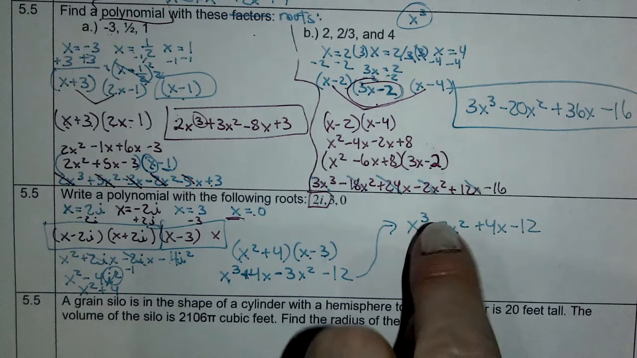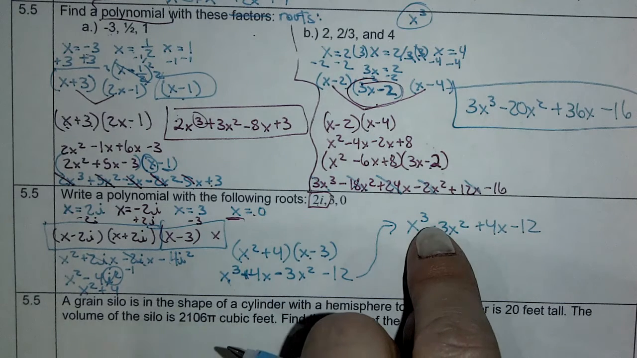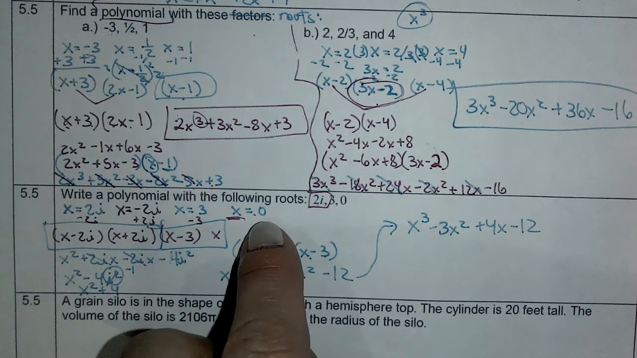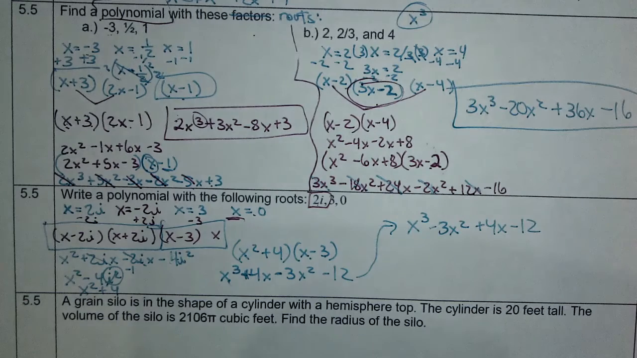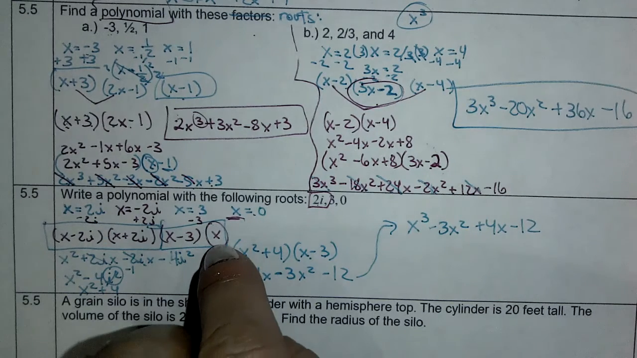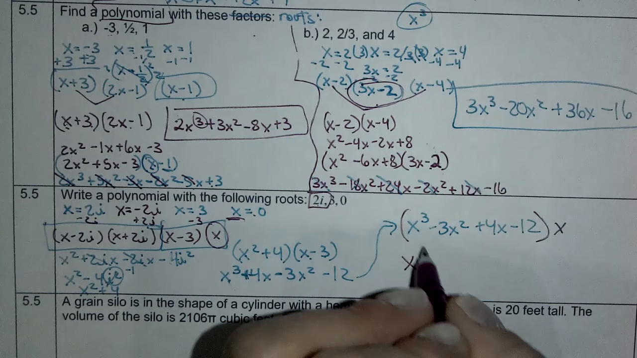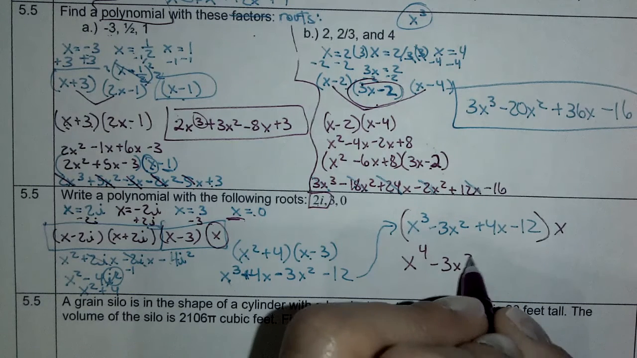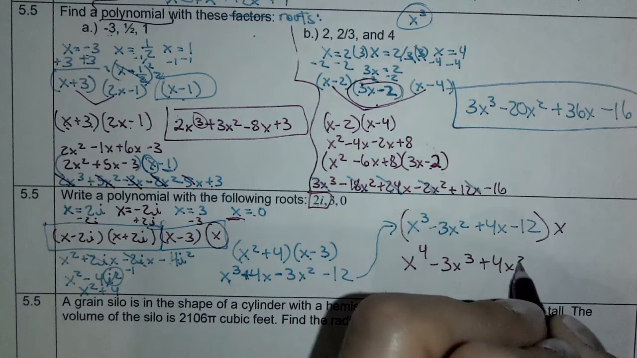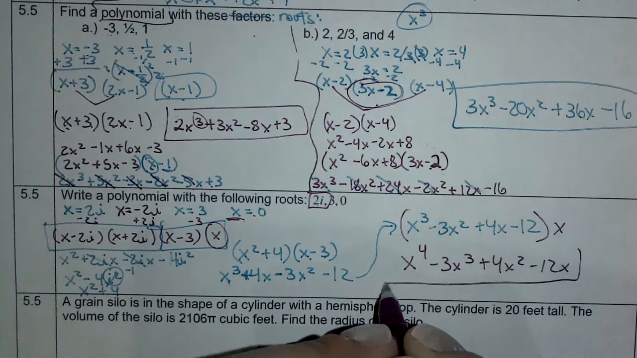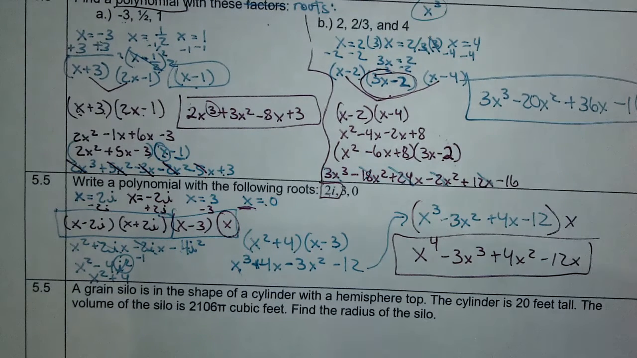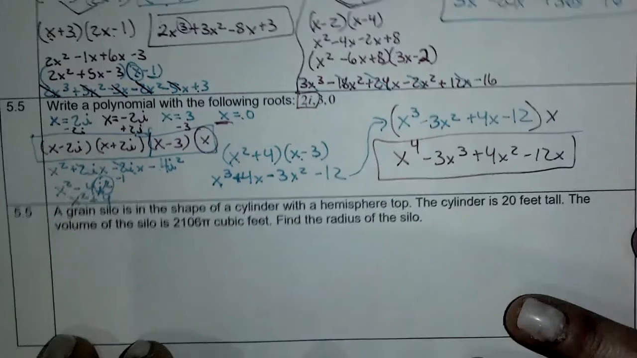Now you notice here's a 3 and we had 4 roots. So we haven't done something yet. Oh, look, we haven't multiplied by x yet. So the whole thing needs to be multiplied by x, and we get x to the fourth minus 3x to the third plus 4x squared minus 12x. Okay. All right, so we're done with that problem. We're going to look at another problem here.